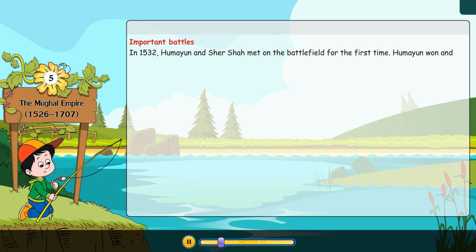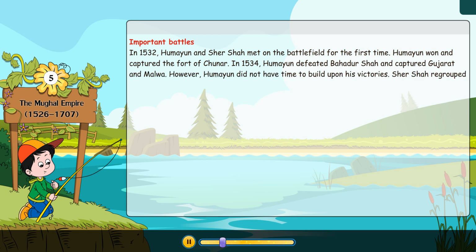Important battles. In 1532, Humayun and Sher Shah met on the battlefield for the first time. Humayun won and captured the fort of Chunar. In 1534, Humayun defeated Bahadur Shah and captured Gujarat and Malwa. However, Humayun did not have time to build upon his victories.